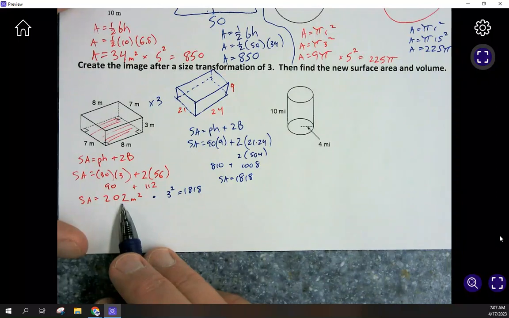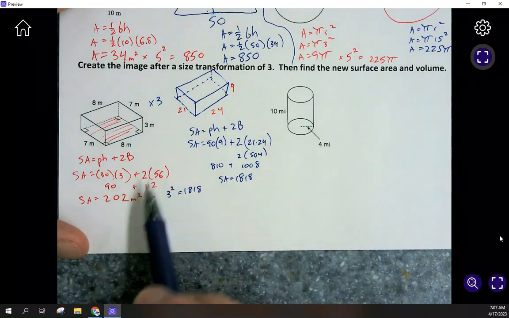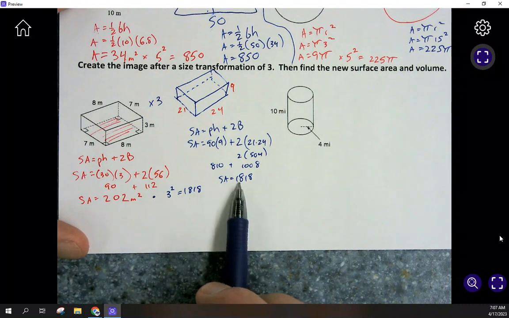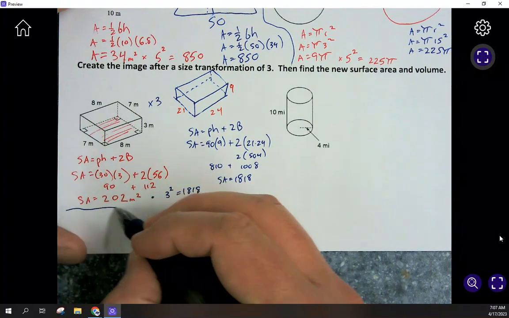So the original surface area was 202. Size transformation of 3, all of the sides have been multiplied by 3. The surface area increases by 9 times, which comes from 3 squared. Now let's look at volume.